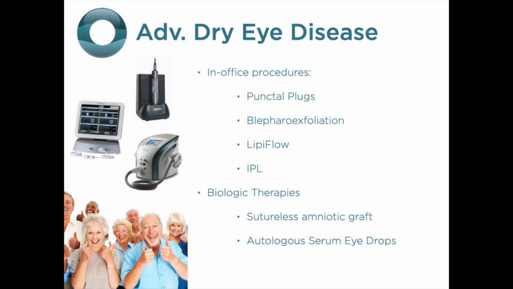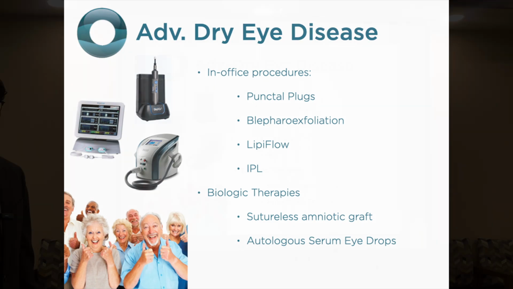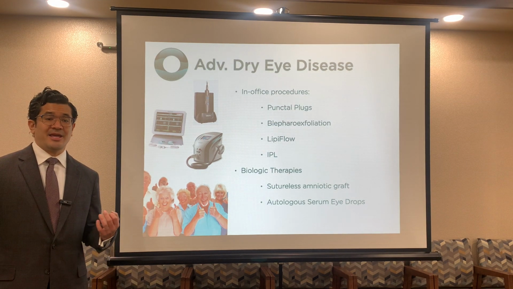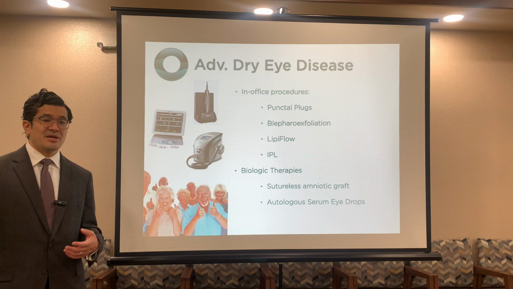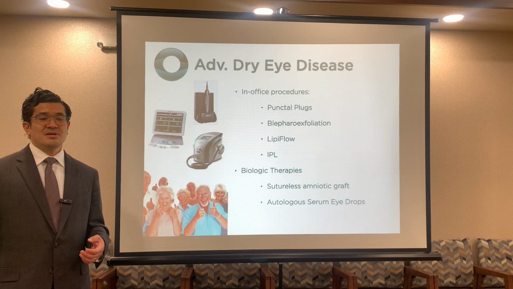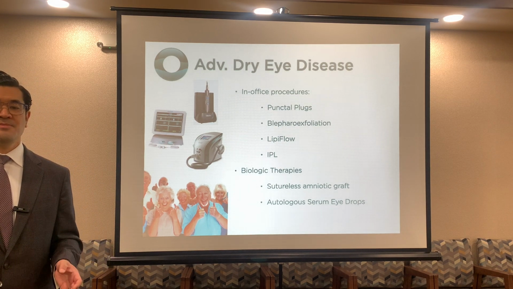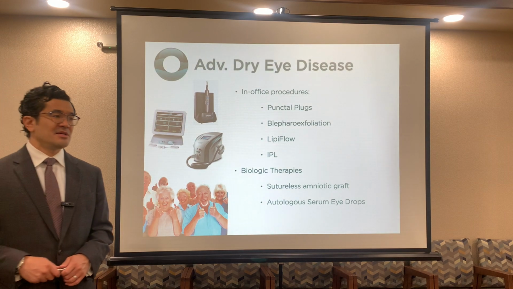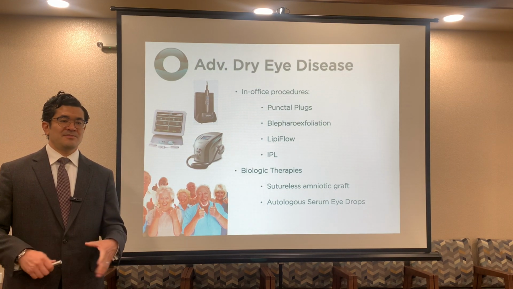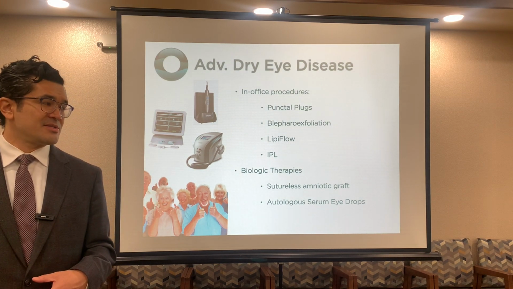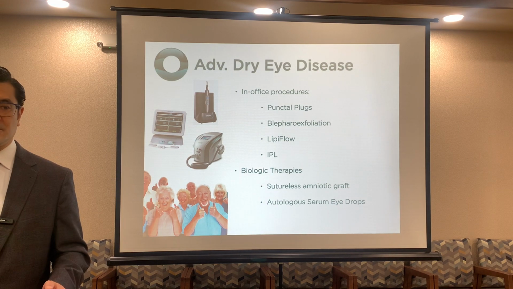So there are more advanced therapies, just so that we can help encourage our patients. There's a lot more you can do. There's punctal plugs, blepharoexfoliation, we talked about that, LipiFlow, IPL. There are biological therapies like amniotic graft therapy, ProKera, AmbioDisc, and then there's autologous serum eye drops. So there's so much you can do for this depending on the type of dry eye, the subset of dry eye, and when it comes to patients, giving them these tools and helping them to navigate through this complex chronic disease is critical.